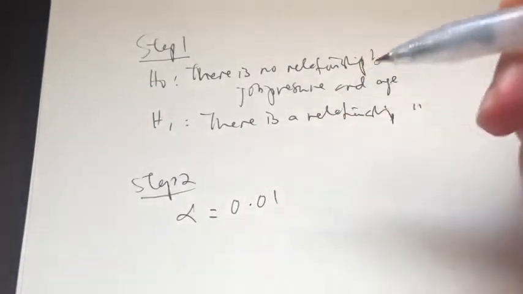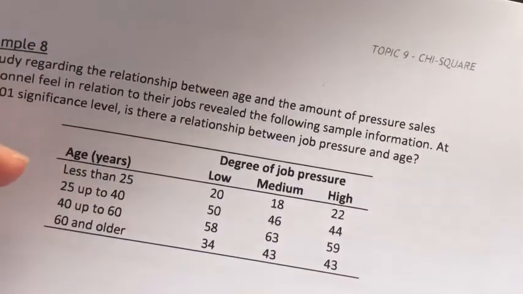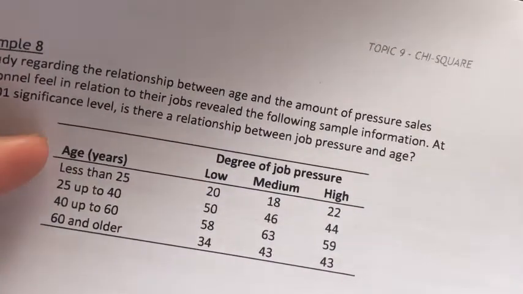Now, step 2 is basically our alpha, which is given in the question, 1%, right? 0.01. Okay, so now I'm going to show you how to construct the observed and expected frequencies so that we can calculate the test statistic. So here's step 3. You actually need quite a big space. So what we need to do here is, okay, you see the question, this table. What you need to do is to copy this entire table.